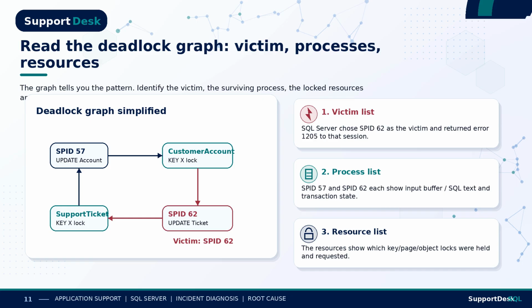The deadlock graph has three important areas: the victim list, the process list and the resource list. The victim list tells us which process was rolled back. The process list shows the sessions, SQL text and transaction state. The resource list shows the locked objects or keys and the conflicting lock modes. The goal is to identify the cycle, not to blame the victim session automatically.